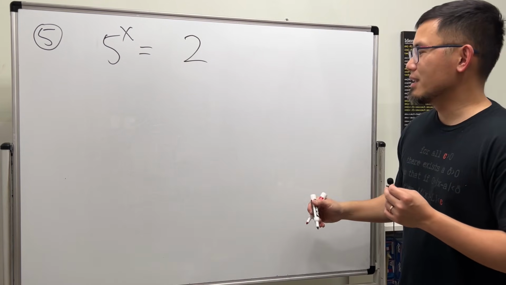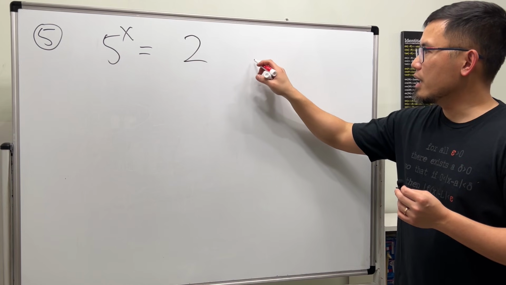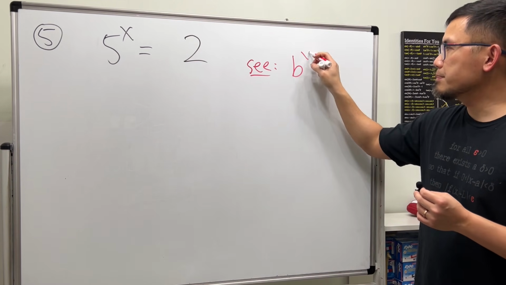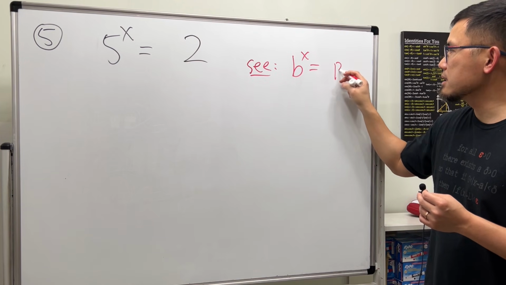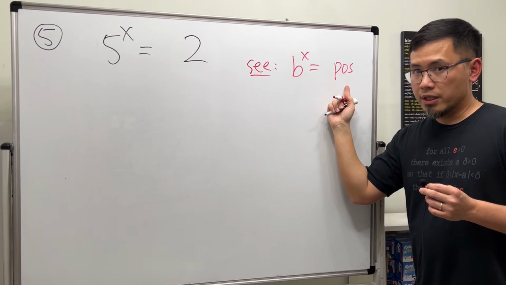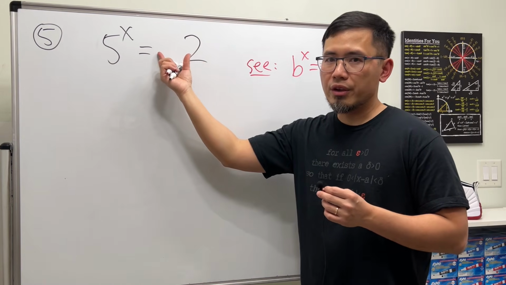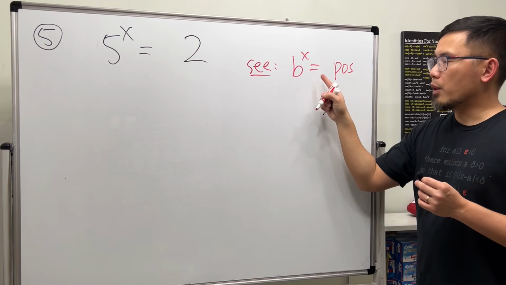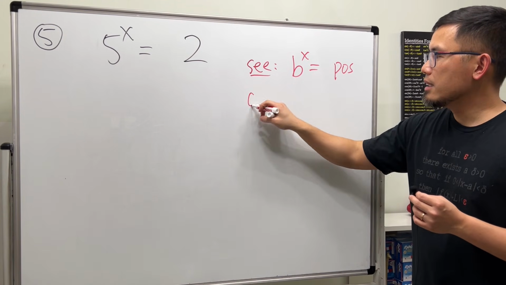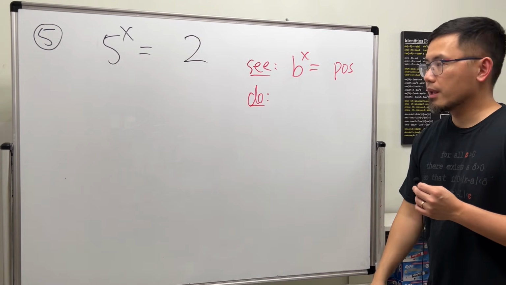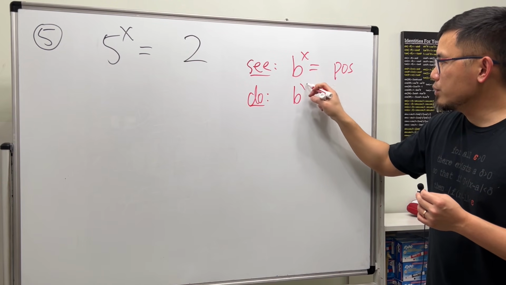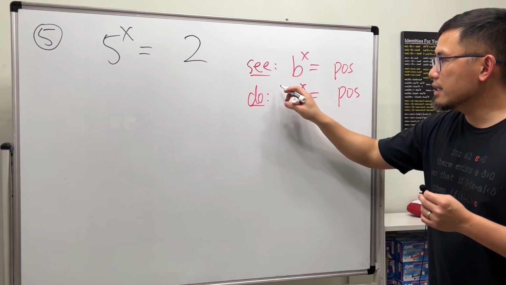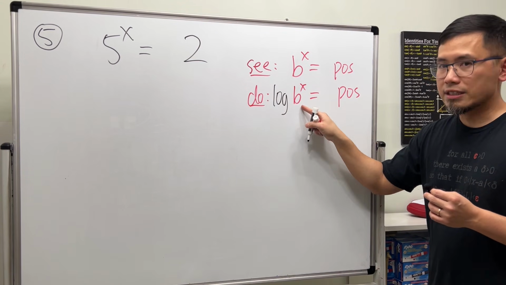Here's the deal. Let me write it down right here for you guys. If we have some number b raised to the x power, and that is equal to a positive number, this is important because if you have a negative number right here, then the equation has no real solution. So if b to the x power is equal to a positive number, then this is what we are going to do. Here we still have b to the x power, and here we have that positive number. Just go ahead, take the log, and then match the same base.